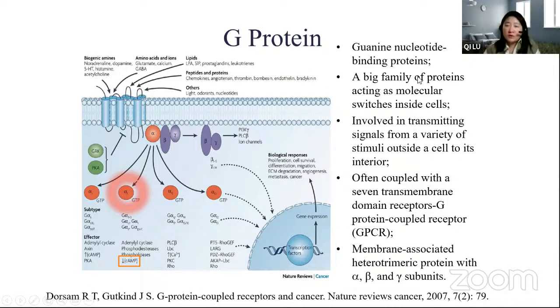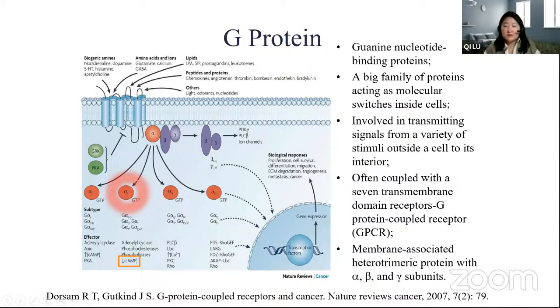G protein is guanine nucleotide binding protein. So at the resting state, it always binds GDP. It is involved in transmitting signals from a variety of stimuli outside the cell to the inside. It is often coupled with a 7 transmembrane domain receptor. That's the G protein coupled receptor. In this case, it's rhodopsin.